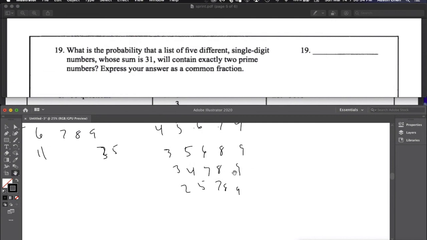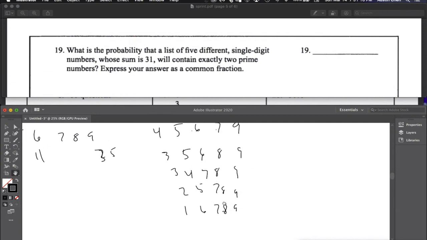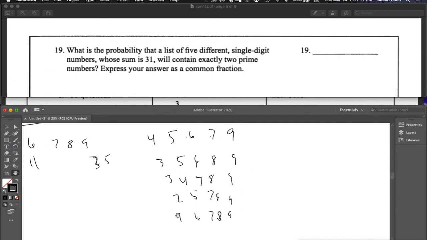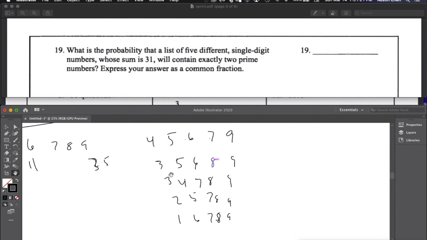So looking at 3, 4, 7, 8, 9, we can decrease 3 and raise 4, but we already have that case. From this, we can raise 5 and decrease 2. Then we have 1, 6, 7, 8, 9. And then we can't really do anything else. We can't decrease 1 anymore. If we decrease 6, then all we can raise is 1, and that's just going to give the case that we had before. And so you're just going to have to think that through.